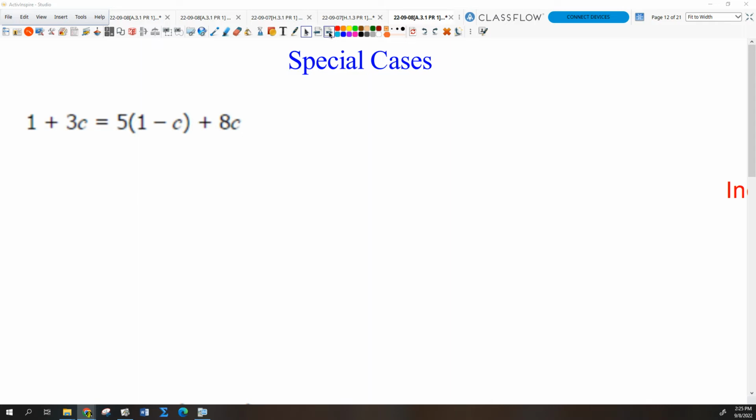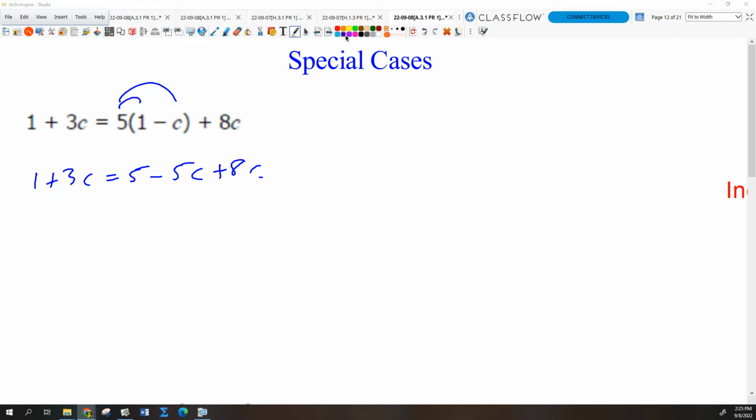No? Okay, some special cases now. So what if we're solving equations? Let's look at this one. So this isn't very hard, right? We've got to do a little simplification. I can't point to a single c, so I have to simplify things. What do I need to do first to simplify? Distribute the 5. So I end up with 1 plus 3c equals 5 minus 5c plus 8c.